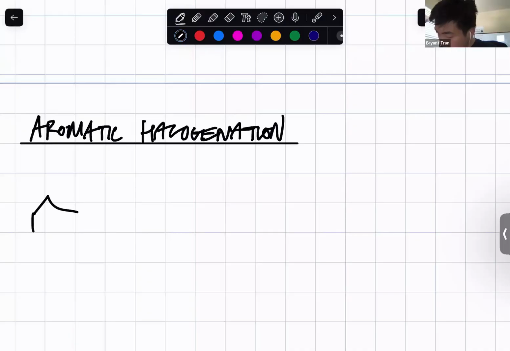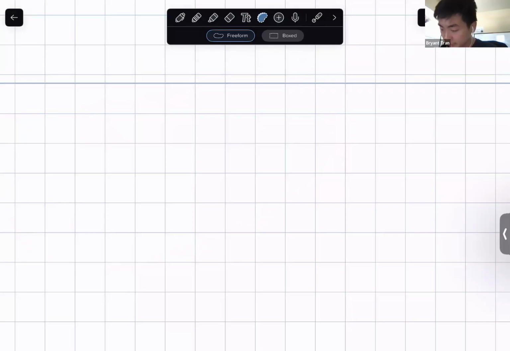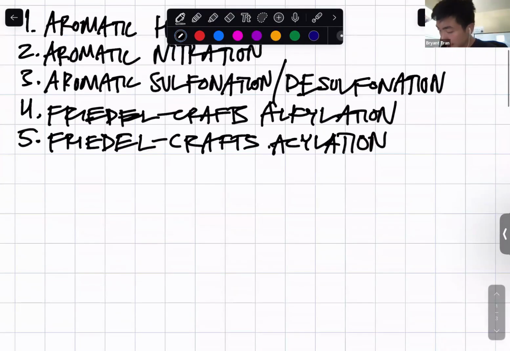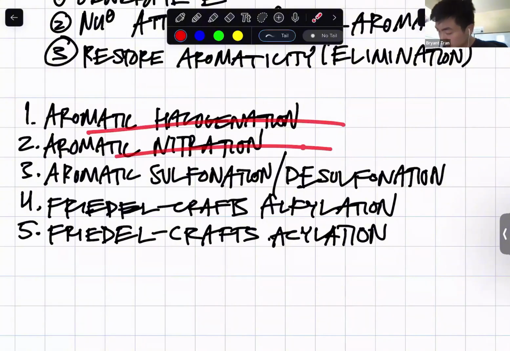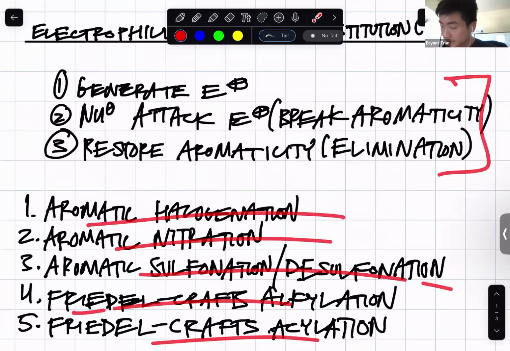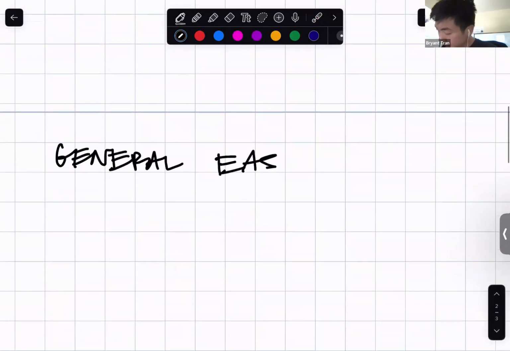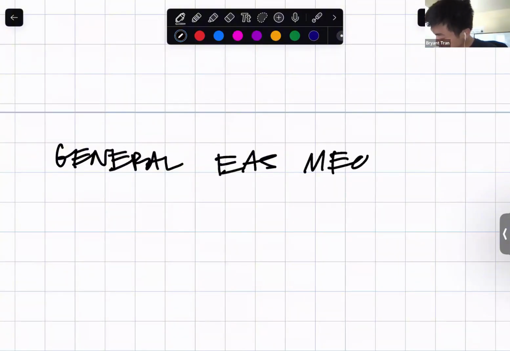Before we go over that, let's go over the general EAS mechanism step by step generically. Because all of these reactions, halogenation, nitration, sulfonation, desulfonation, Friedel-Crafts alkylation, Friedel-Crafts acylation, follow the exact same three steps. Steps 2 and 3 will be the exact same. The difference between all five reactions is going to be the first step, how we get to our strong electrophile. So the general EAS mechanism will look like this.